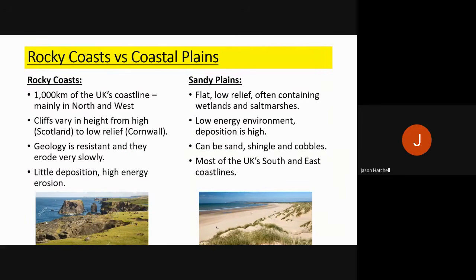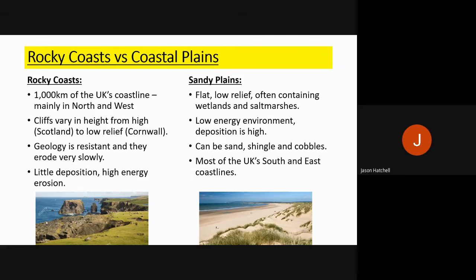So we've got two types of coast here, a rocky coast and a coastal plain. Now, rocky coasts make up around 1,000 kilometres of the UK's coastline, and they are mainly in the north and west. The cliffs there vary in height, from very high cliffs in Scotland and the west of Scotland to lower relief cliffs in Cornwall in the southwest.